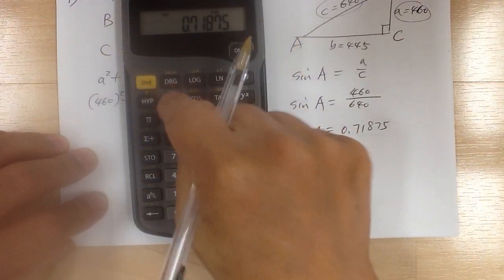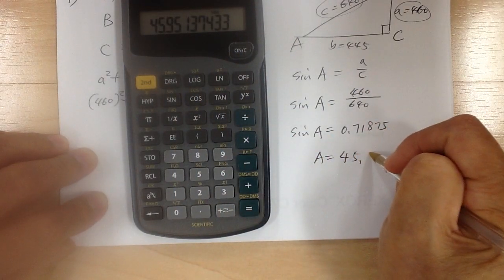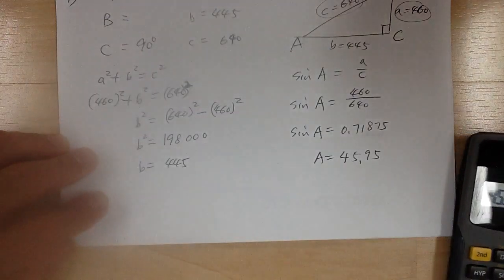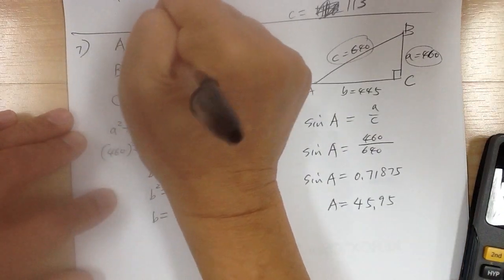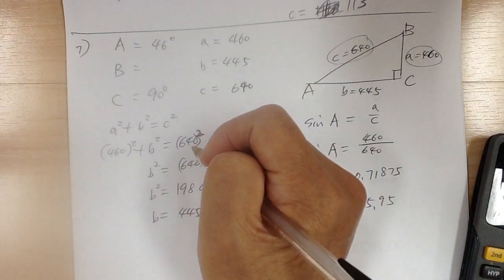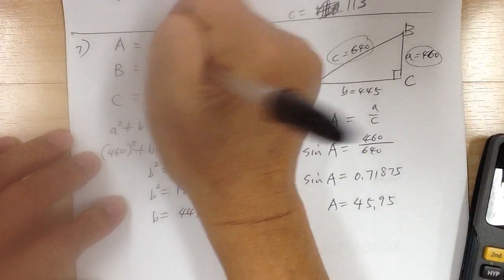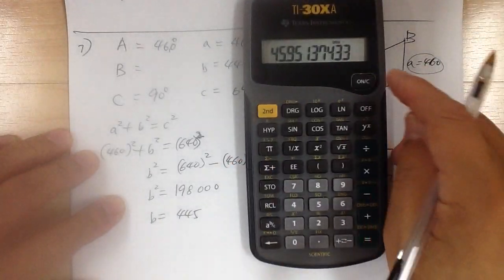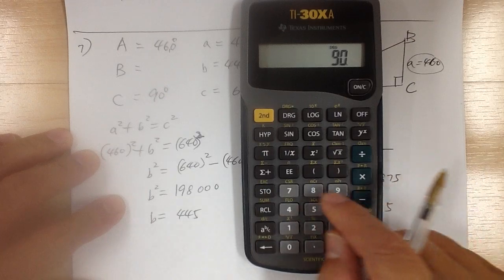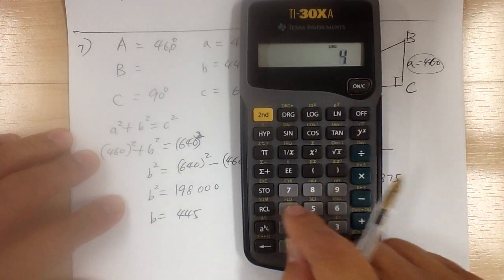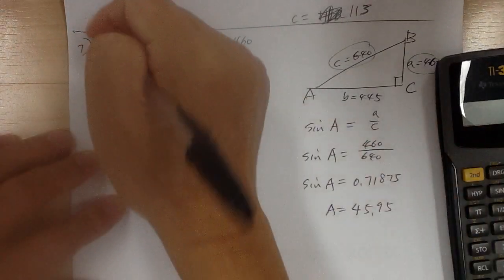And to find the angle, you have to go second function, so second sine of that will give you 45.95. So when you round it off, it will give you 46 degrees. Okay, so A is 46 degrees. Okay, and since you want 3 digits, you can write 46.0. Then for B, all you have to do is use 90 minus 46, which will give you 44. Okay, and that's it.